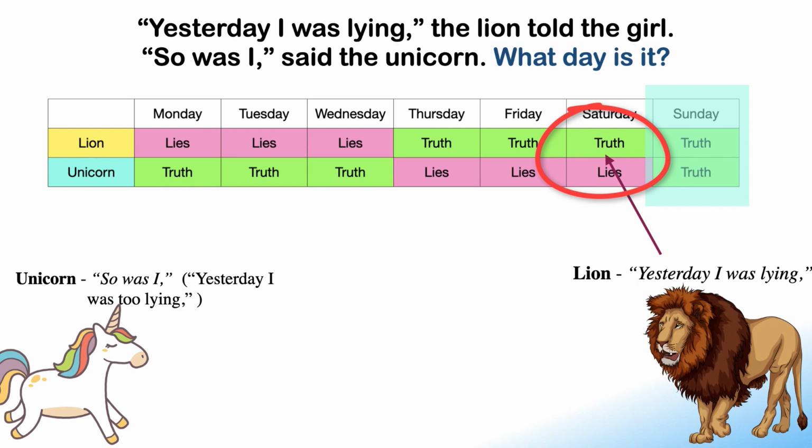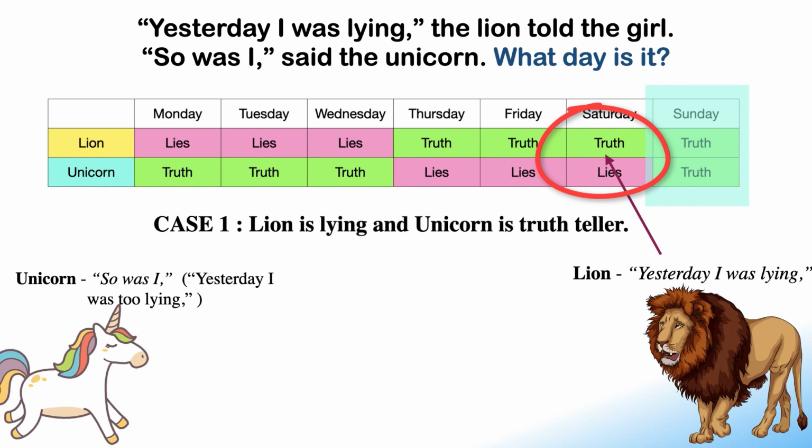Let's consider two cases to figure out the correct answer. In case 1, the lion is lying and the unicorn is the truth teller. For the unicorn's statement, "Yesterday I too was lying," to be true, it must be Sunday today. But on Sunday, the lion always speaks the truth.